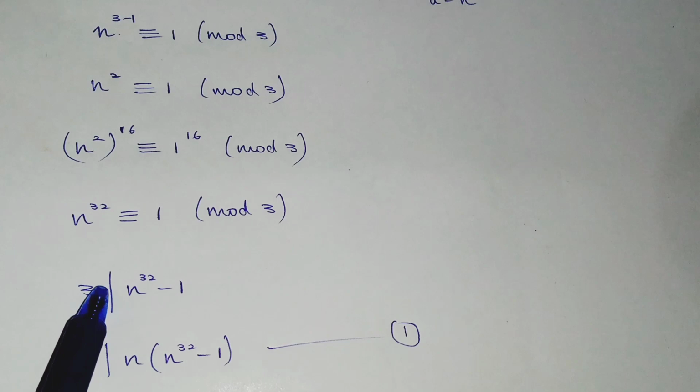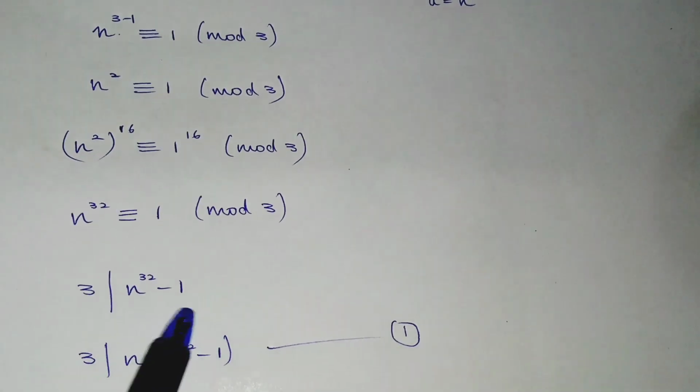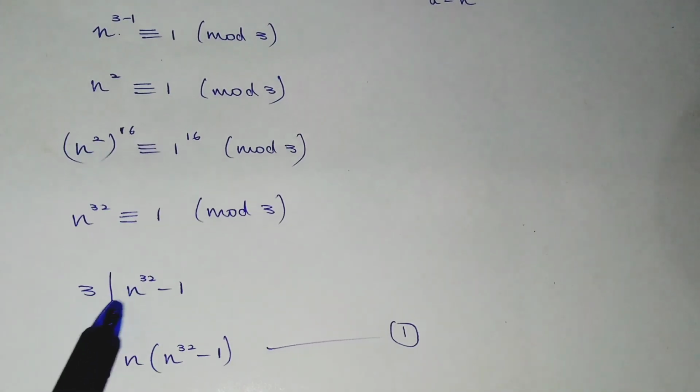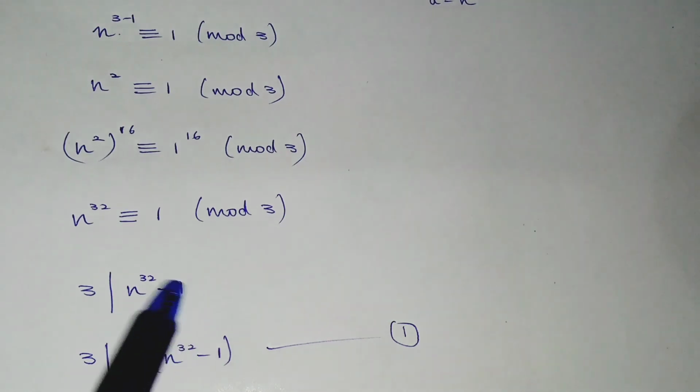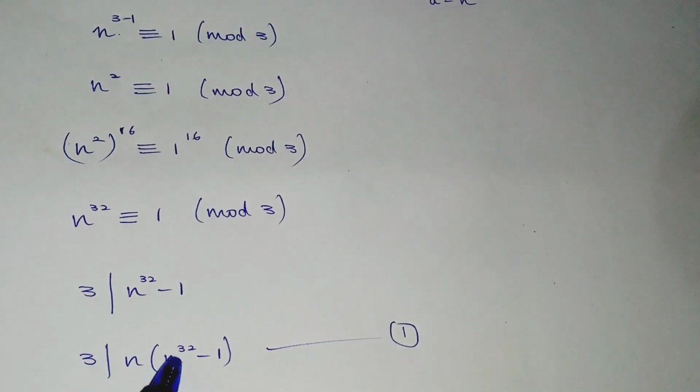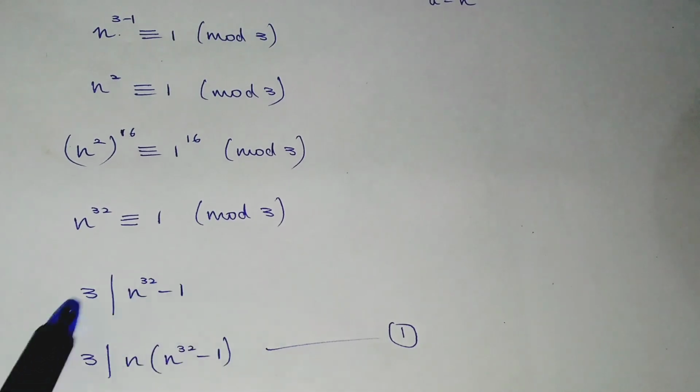3 divides n raised to 32 minus 1. We can say that if 3 divides n raised to 32 minus 1, then 3 divides n into n raised to 32 minus 1, which is 3 divides n raised to 33 minus n. Let us take this as equation number 1.